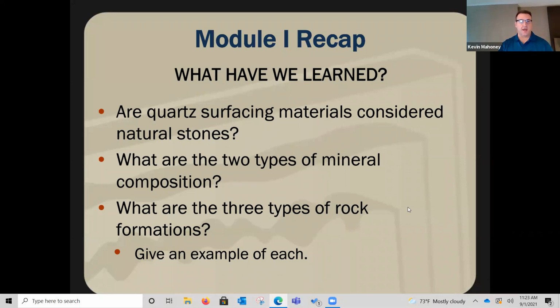Anyone? Yeah, Lauren Foster. I would have thrown her a candy bar. She would be enjoying that right now. Thanks, Lauren. Siliceous and calcareous.